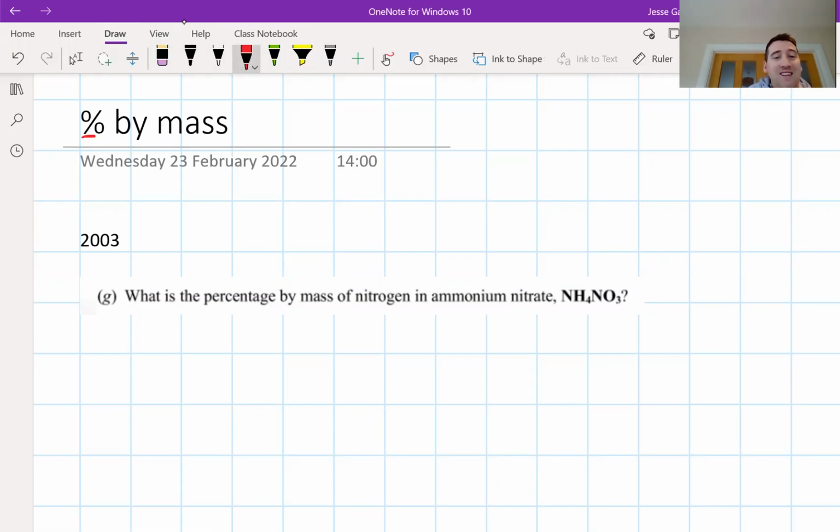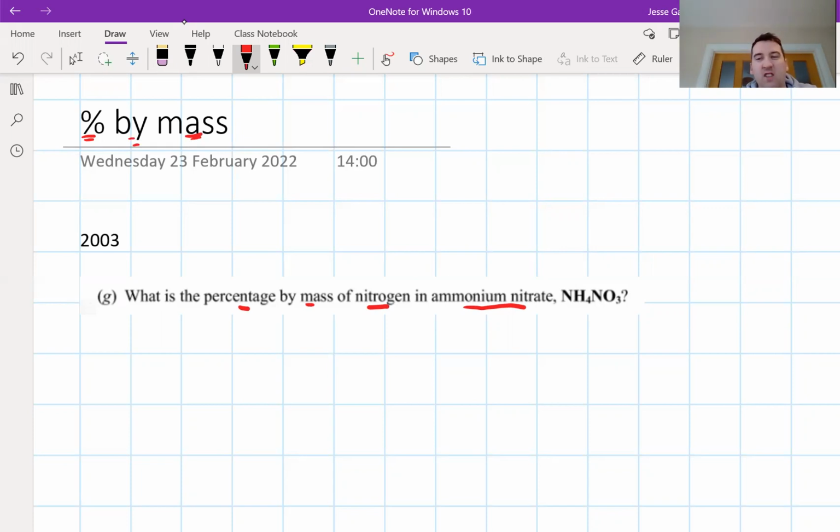You'll find the percentage by mass of an element in a compound. All right, so let's jump into one of these. It was from 2003, so quite a long time ago. It says, what is the percentage by mass of the element nitrogen in the compound ammonium nitrate? Some of you may be able to pause the video and have a full go at this. I reckon you should be able to at least have a go at it. So pause the video, challenge yourself to try and do this now. Find out the percentage of nitrogen in this thing.